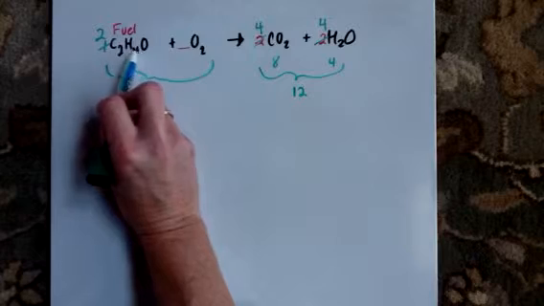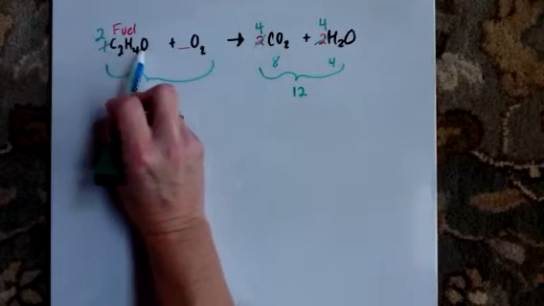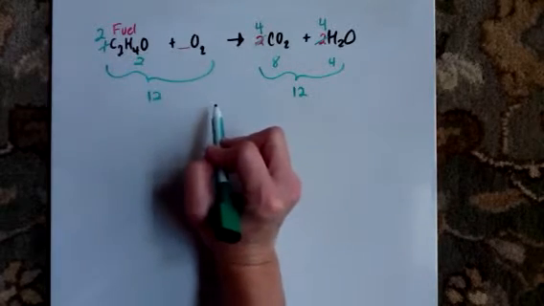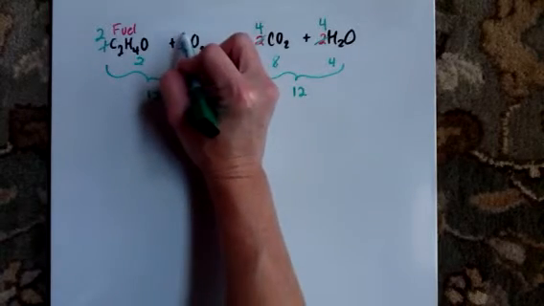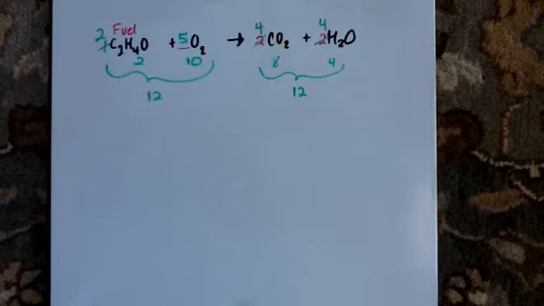I already have 2 here because of this 2 in front. This gives me 2 oxygens there. That means I need to get 10 out of this. That means I need a 5 here, 5 times 2.